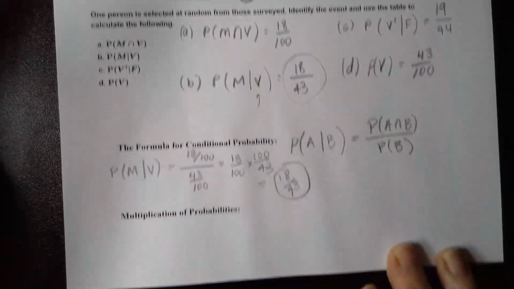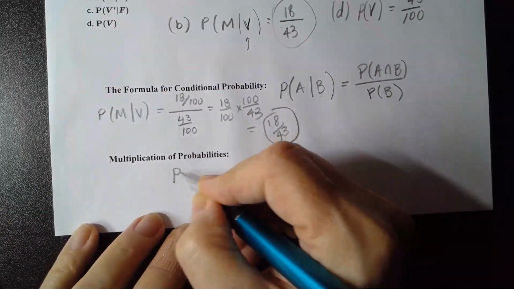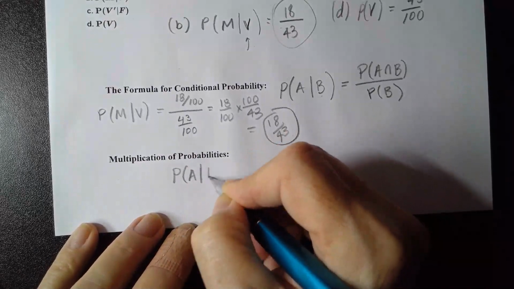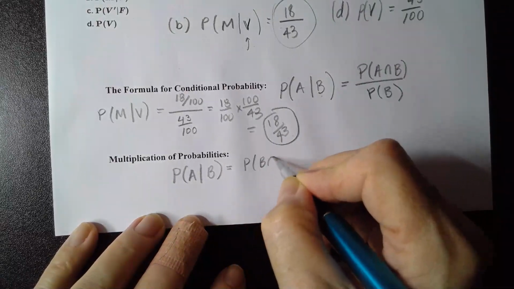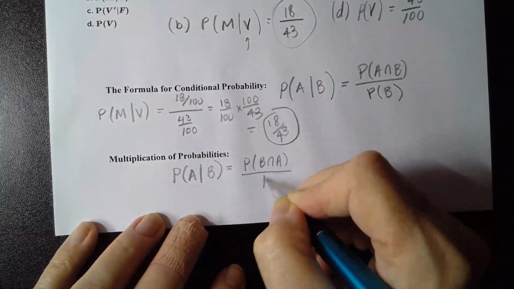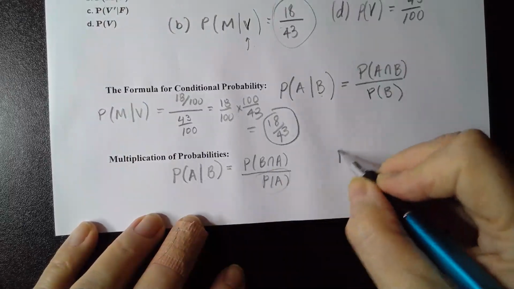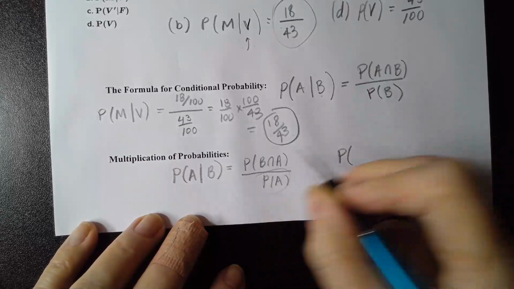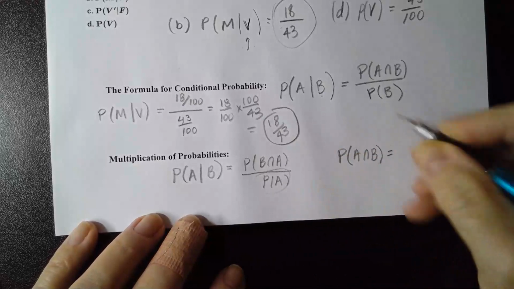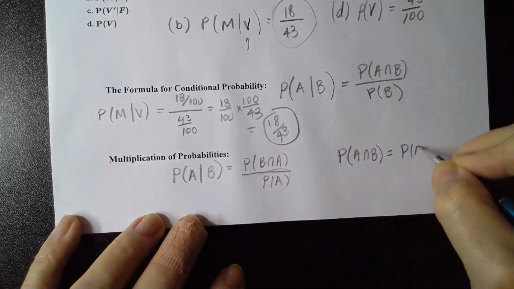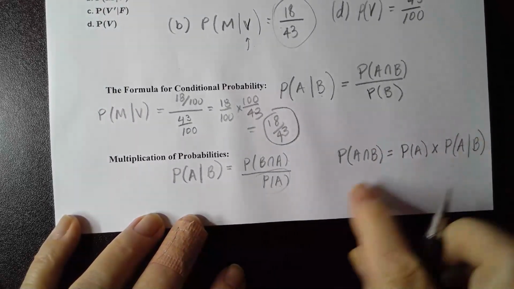Okay, multiplication of probabilities. Well, if this is equal to that, that's the formula, then I could multiply on both sides by that, and I could say, okay, the probability, and I can write this B intersect A or A intersect B, doesn't matter. I could write it like this. It's the same thing. And I can multiply by that, and get that formula just by solving that.